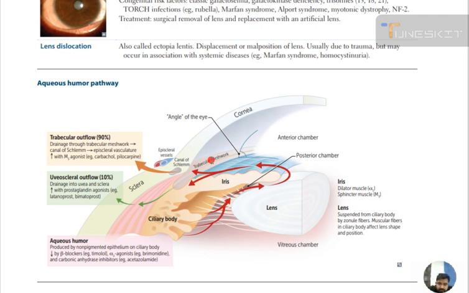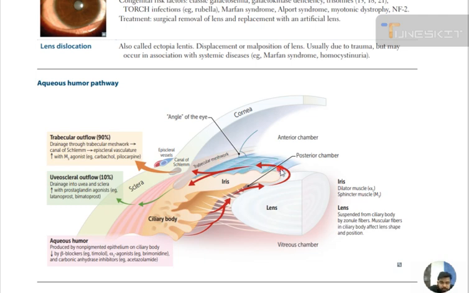So in type 1, which was open angle, the angle was open, but there were some changes to the trabecular meshwork, which would be age related or some kind of abnormality. But in angle closure glaucoma, there is anterior dislocation of the lens. When the lens is anteriorly dislocated, it would push pressure into the iris, and this iris will move towards the cornea and the angle would be closed.